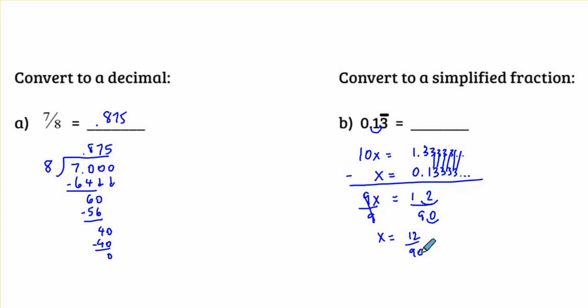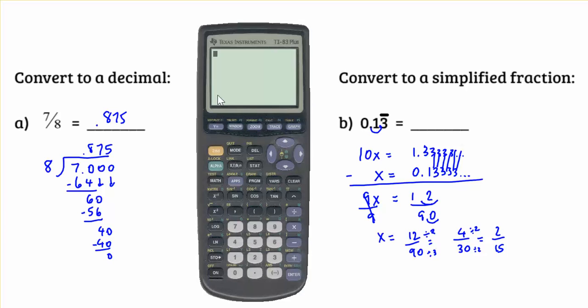And so when we do that, we are going to divide both of these by, let's see, we can divide by 3. When we do that, we get 4 over 30, and that actually can be divided again by 2. And so we wind up with 2/15.